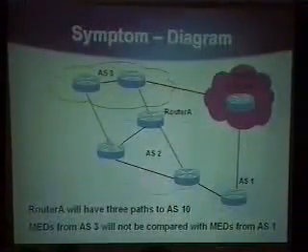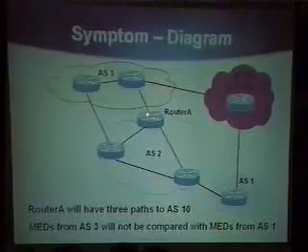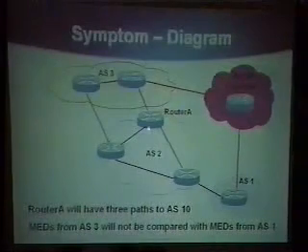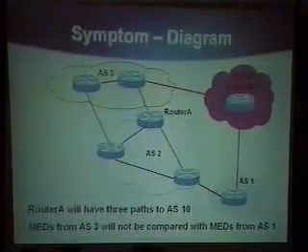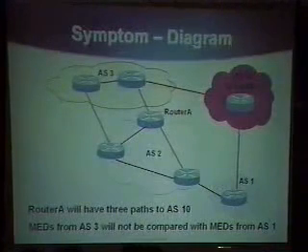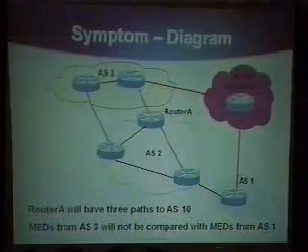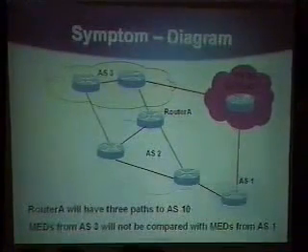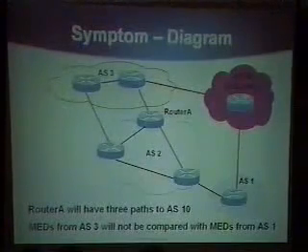Okay, the diagram is this. We're going to look at router A and how it gets to AS10. AS10 is announcing this network. Router A will hear it via two paths from AS3 and one path from AS1. MEDs from AS3 will not be compared with MEDs from AS1. That's the default action. We only compare MEDs from the same AS.